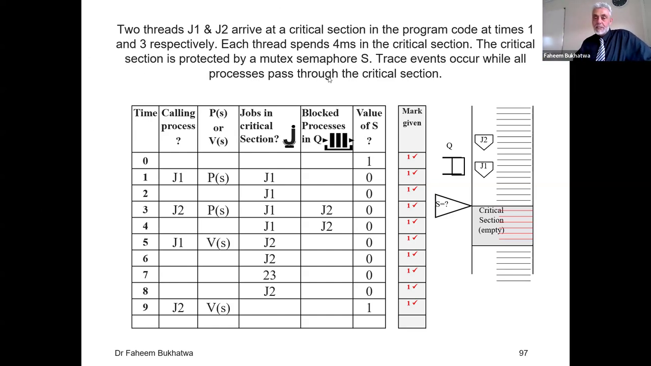Okay, the critical section is protected by a mutex semaphore. We call it S. Trace the events that occur while all processes pass through the critical section. So we start at time 0, there's nobody. So what value do we set the semaphore to? We set it at 1, because the semaphore is always set at the maximum number allowed into the critical section. Okay, do you understand this?